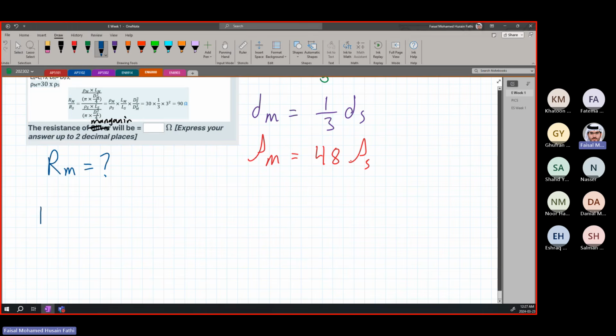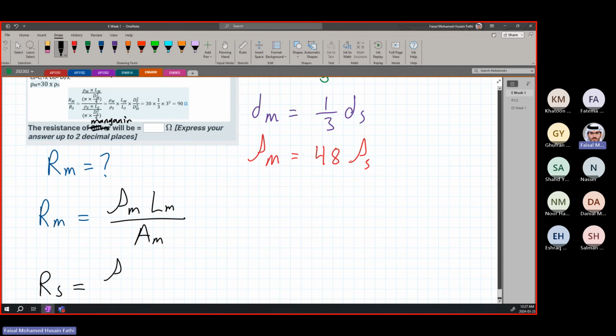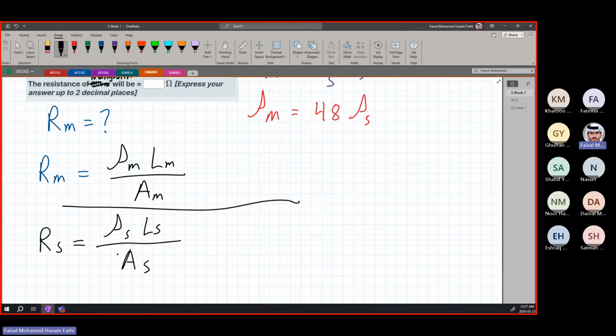Very simple. First of all, we know that Rm is equal to rho M, Lm over Am. Right? And we know that R of silver is equal to rho S, Ls over As. So the way to solve this is something called division. We just put a huge division sign here and we solve. That's it. So basically we divide everything up here by everything down here.